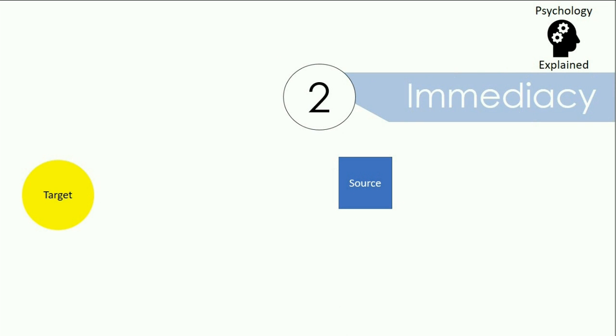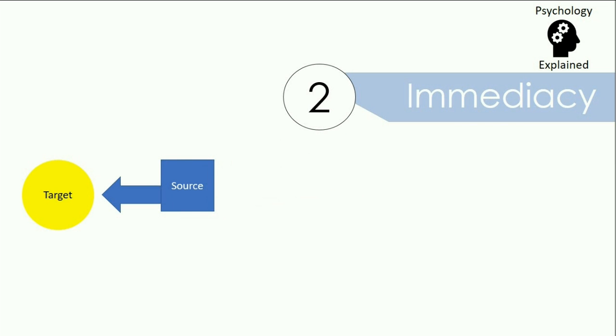The second factor is immediacy, which is the effect caused by the source being either physically or temporally, which means time, closer to you. This source only has a small impact because it's so very far away from the target. If it was to move closer, however, then the impact would increase and the target would become more obedient.